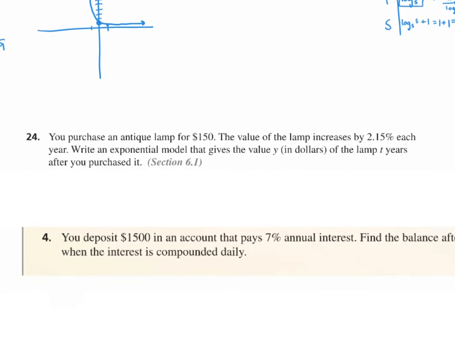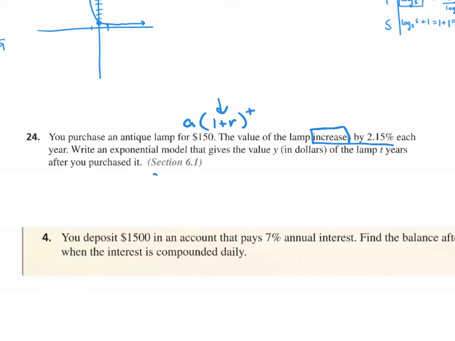24. So here we have our word problems. You purchase an antique lamp for $150. The value of the lamp increases by 2.15% each year. Write an exponential model that gives the value y in dollars of the lamp t years after you purchased it. So we're using our formula that's a times 1 plus r to the power of t. And we use this one because it's not compounded and it says increases, so it's the plus r, 1 plus r.